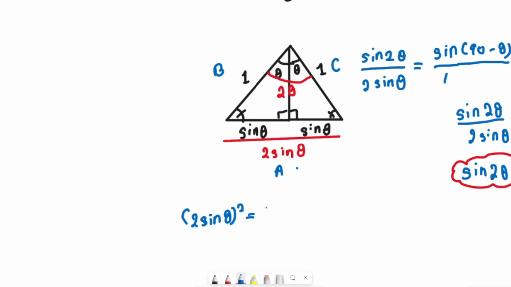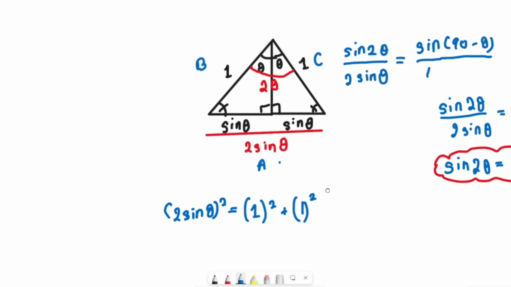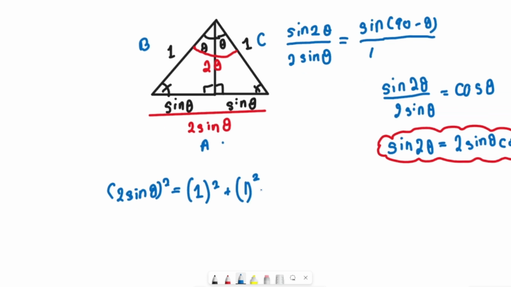We'll write the whole thing, but 1 squared is just 1, of course. So we write 1 squared plus 1 squared, and then it's minus 2bc cosine of 2 theta. So minus 2 multiplied by 1 into 1, and then cosine of 2 theta, because the side opposite to 2 theta was 2 sine theta, so we wrote that here. So I can just write cosine of 2 theta.